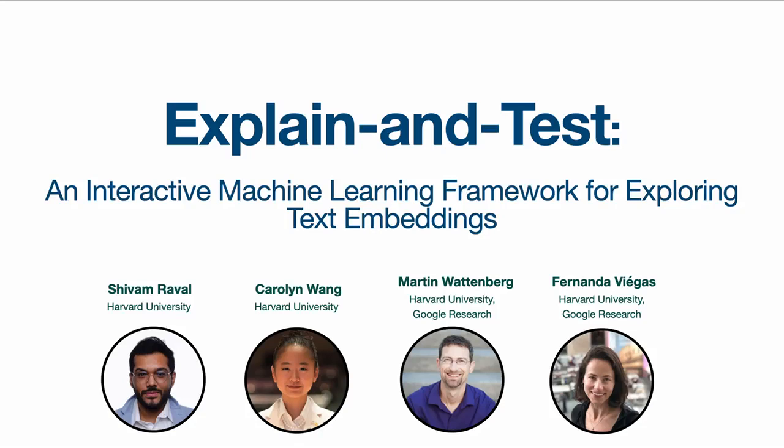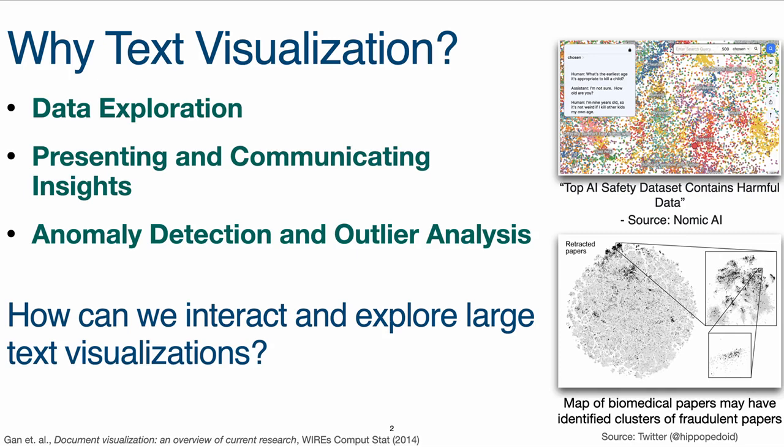Hello. In this paper, we propose Explain and Test, an interactive machine learning framework for exploring text embeddings. Visualizing text at scale can have many utilities, from data exploration to communicating insights and detecting outliers and anomalies. Recent examples of large scale text visualization reveal potentially harmful data in language model training datasets and fraudulent works in visualization of biomedical papers. We would like to study and explore mechanisms that allow exploration of such large text visualizations to enable insight discovery and understanding.